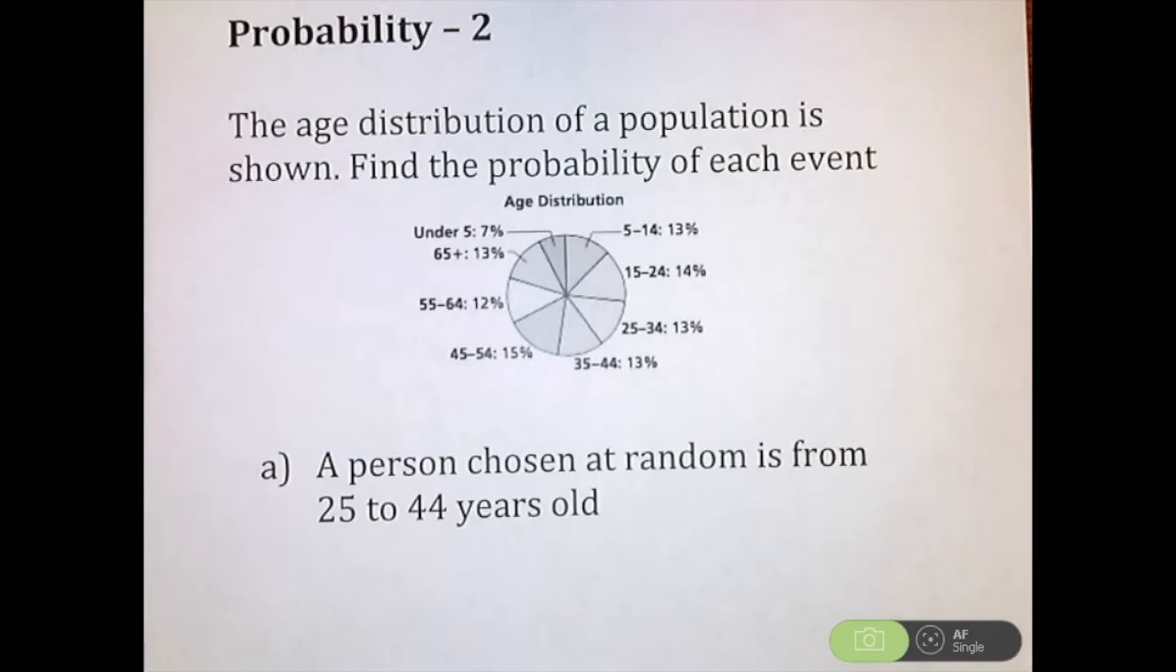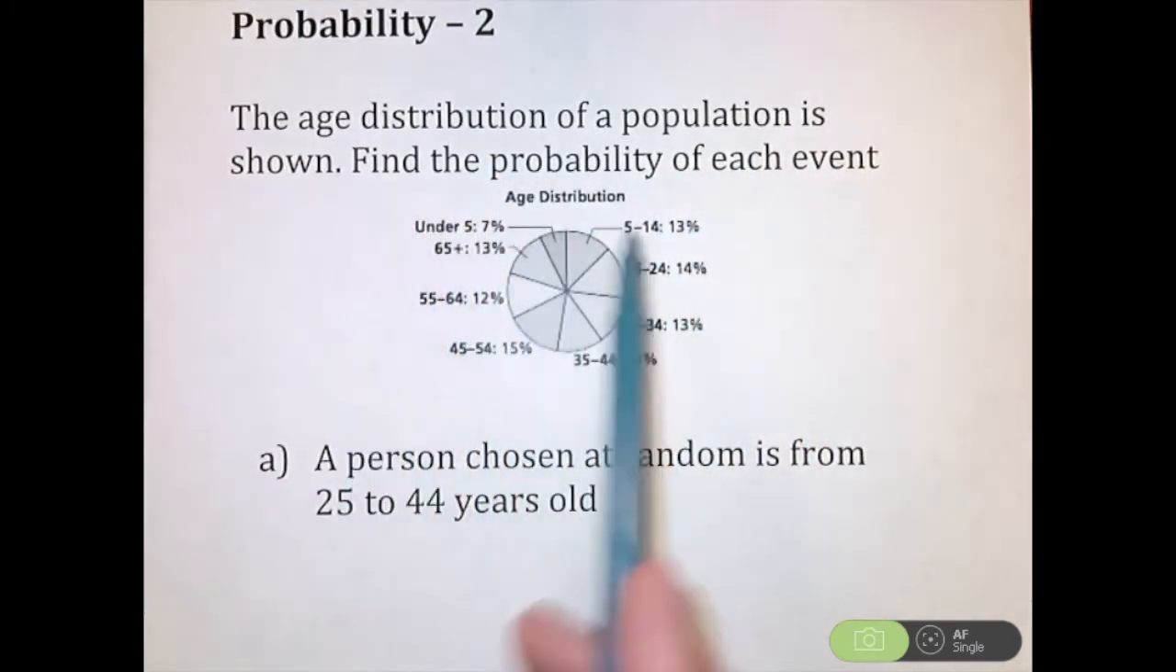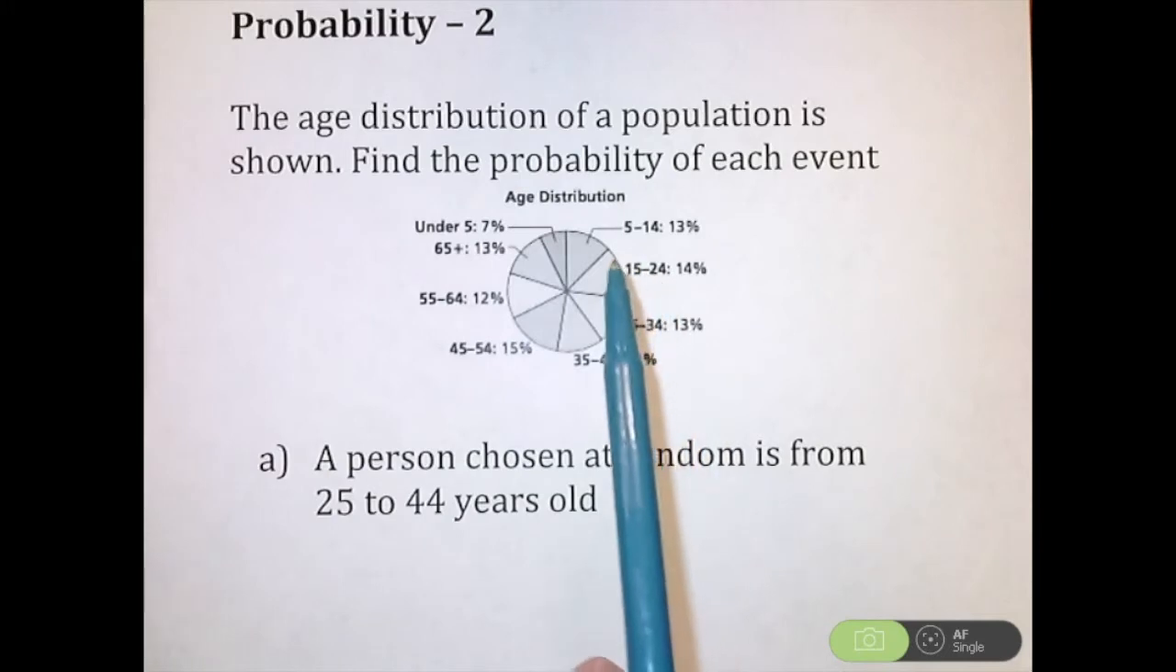Alright, this will be my second video on looking at basic probability. I'm going to look at a little bit more things that require graphics to go with it. So the age distribution of a population is shown. We have this pie here that's showing age distribution.